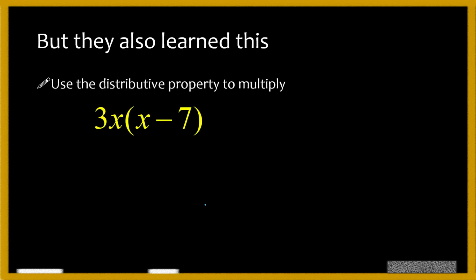But they also learned this: use the distributive property to multiply. So here's an example where they were told to multiply 3x times the binomial x minus 7. The distributive property said, take the one term on the outside and multiply it by all terms on the inside of the parentheses. So that gave me 3x times x, or 3x squared, minus 7 times 3x, or minus 21x. And there's my answer simplified using the distributive property.